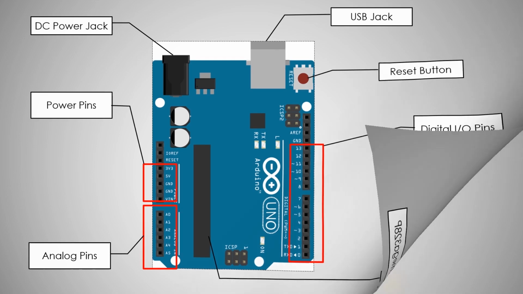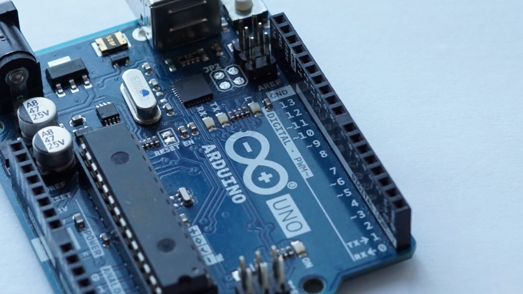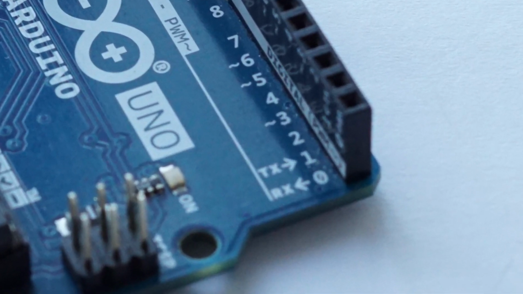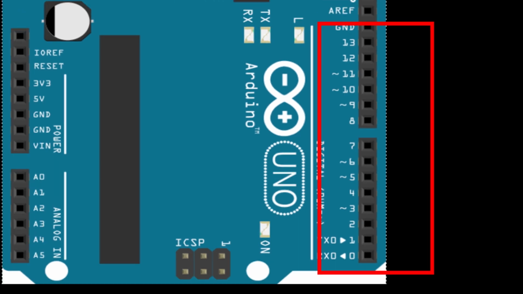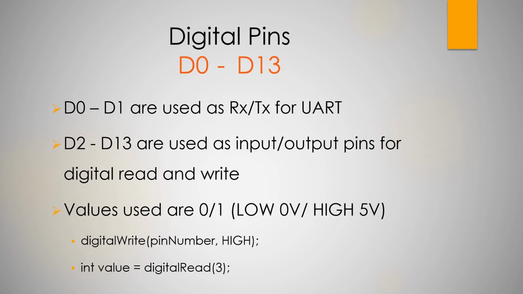Now let's take a look at digital pins. D0 to D13 are the well-known digital pins on this board. D0 and D1 are used as RX and TX for UART. We can use D2 to D13 as basic input-output pins for digital read and write. The values used for digital input-output are 0 or 1, where low means 0 and high means 5 volt. We will use the digital write function to write output and the digital read function to read input from these pins.